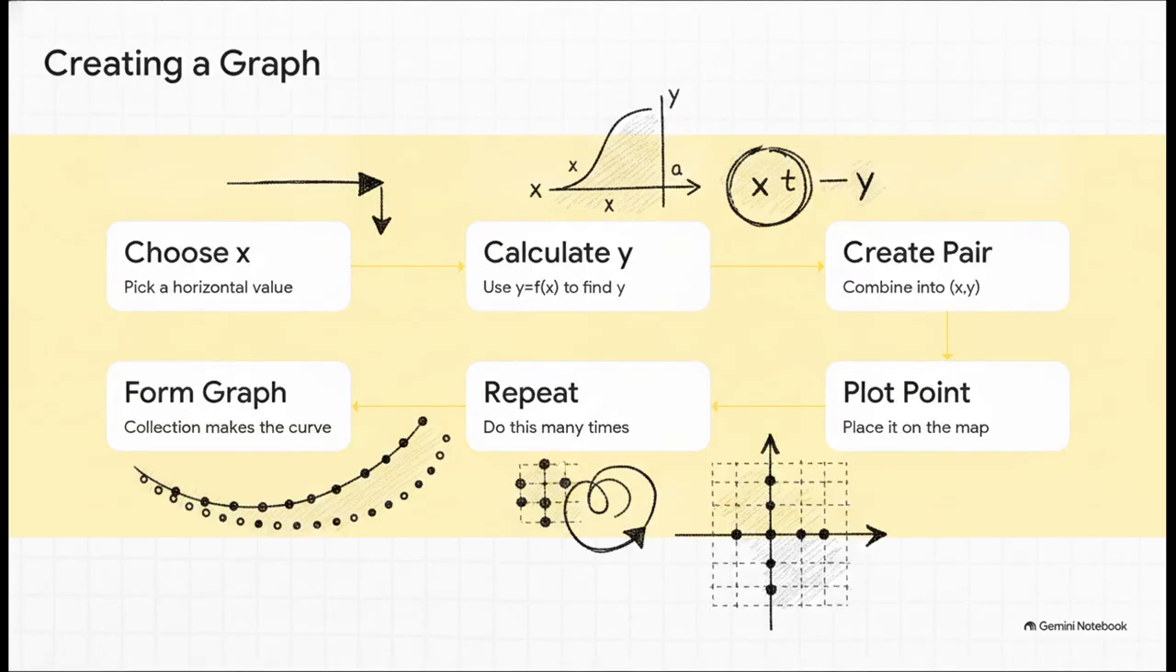So let's distill graphing down to a concrete, easy-to-follow checklist. Step 1, choose an x value. Step 2, calculate the y value using your function's rule. Step 3, create your coordinate pair, x, y. Step 4, plot that point on your map. Step 5, repeat this many, many times. And finally, step 6, watch how that collection of points smoothly forms the graph. You put numbers in, you get pairs out, you plot them, and boom, you've got yourself a curve.